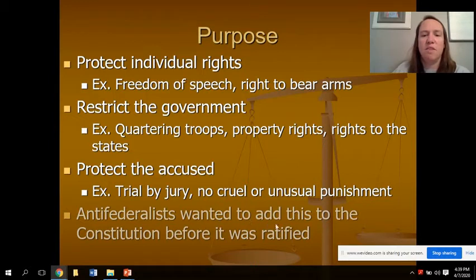And then, like I said, the Anti-Federalists wanted to add this. So restricting the government, keeping the government at bay, like no troops in your house, you have rights to your property, the states have rights to do what they want, protecting the accused, giving you a trial, and no cruel and unusual punishment.